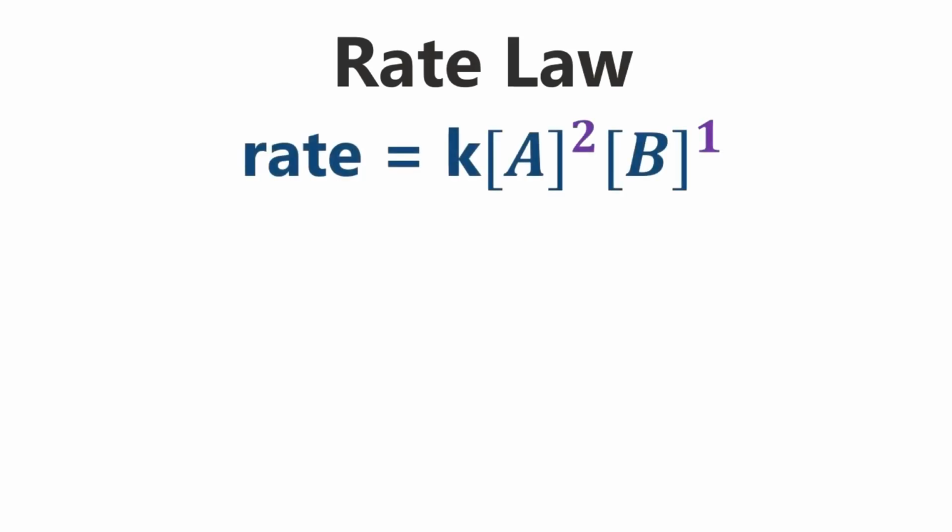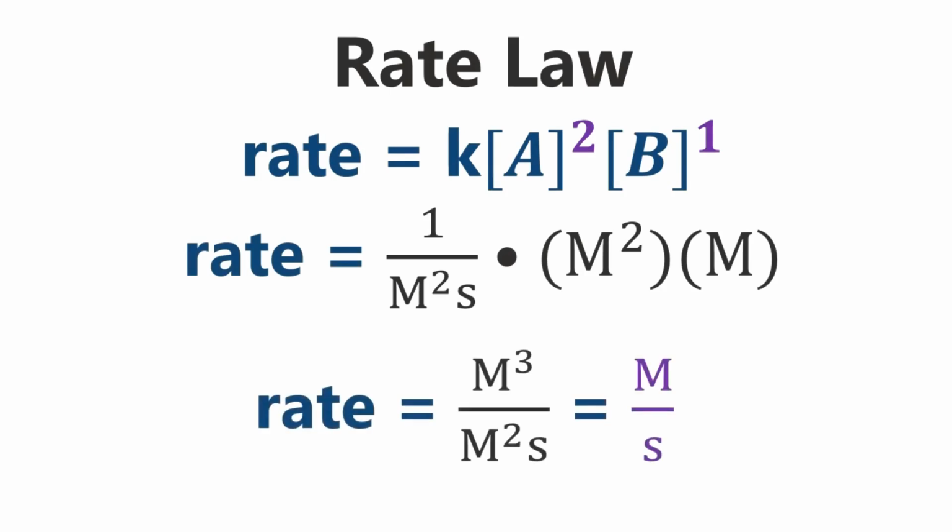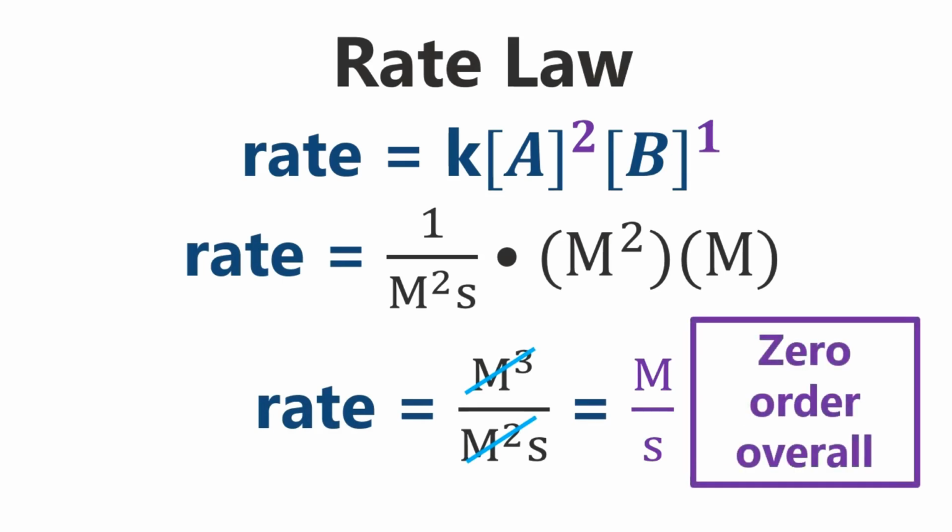You might be asking how the units were derived. Let's give an example. The exponents of A and B are 2 and 1 respectively. We already know the units of k, and so let's multiply it to the units of A and B, and this is what we get. Cancel out M cubed and M squared and you get M over s, which makes its order 0 overall.